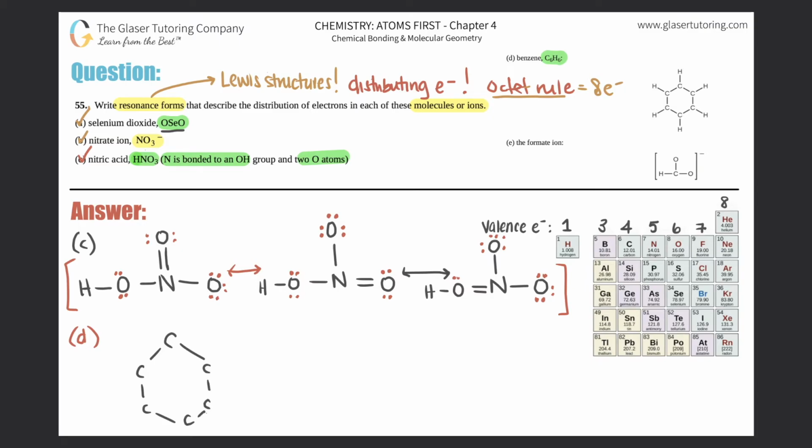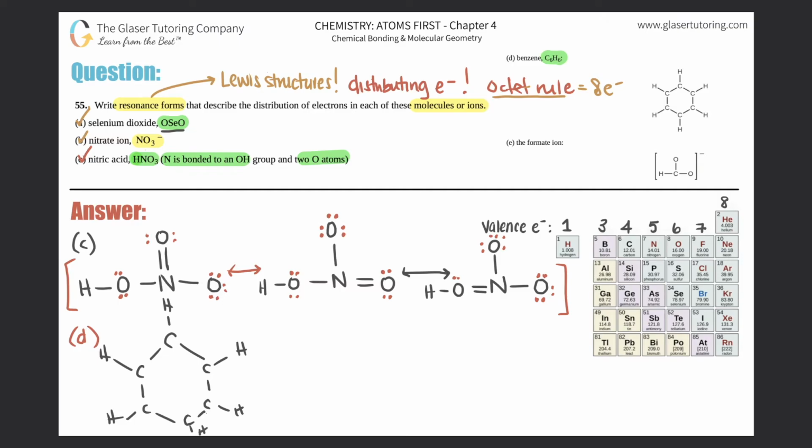And we have hydrogens all around. Now, what's wrong with this picture that they drew you, or that they provided? Well, none of the carbons have the octet rule. This carbon only has 2, 4, 6 electrons. This carbon has 2, 4, 6 electrons. So what did they give us?